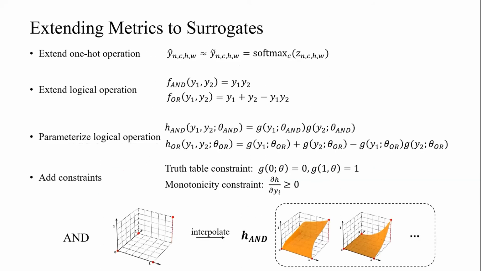The process of extending the metric to a surrogate is summarized here. So we show the parameterized surface at the bottom. After extending, the logical operations are interpreted as a continuous surface defined on the range between 0 and 1. By adjusting the parameters theta, we can optimize the surface shape so that the surrogate loss functions can drive the network training well.